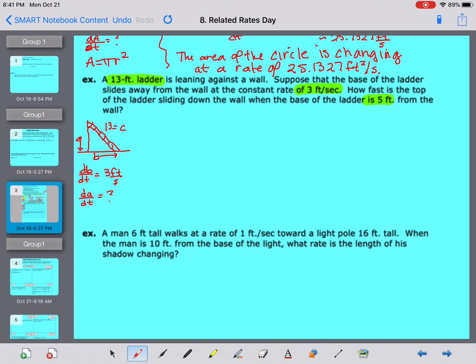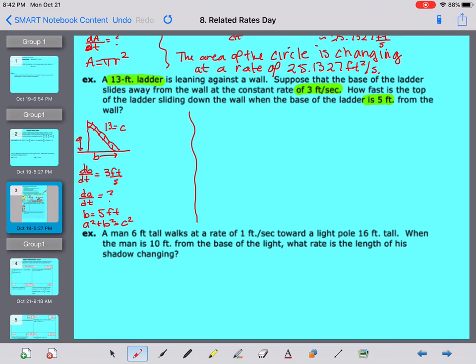Okay, and then it says, when the base of the ladder is 5 feet from the wall. So the base of the ladder is represented by B. So B is equal to 5 feet. Okay, so that's all the information we have. So if we think about the length of A, the length of B, and the length of C, the relationship between those three variables is going to go back to our Pythagorean theorem. Remember, we always want an equation that represents the situation and relates all the variables we're dealing with together. Okay, so now it's about my solve part.